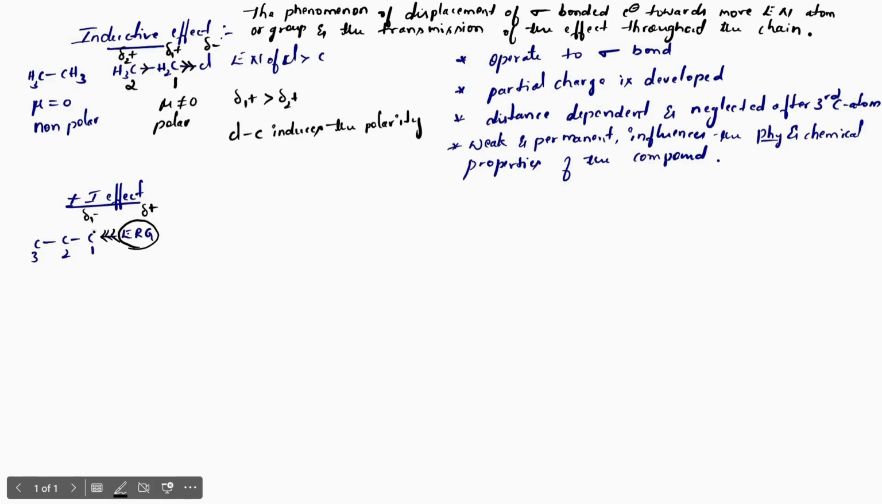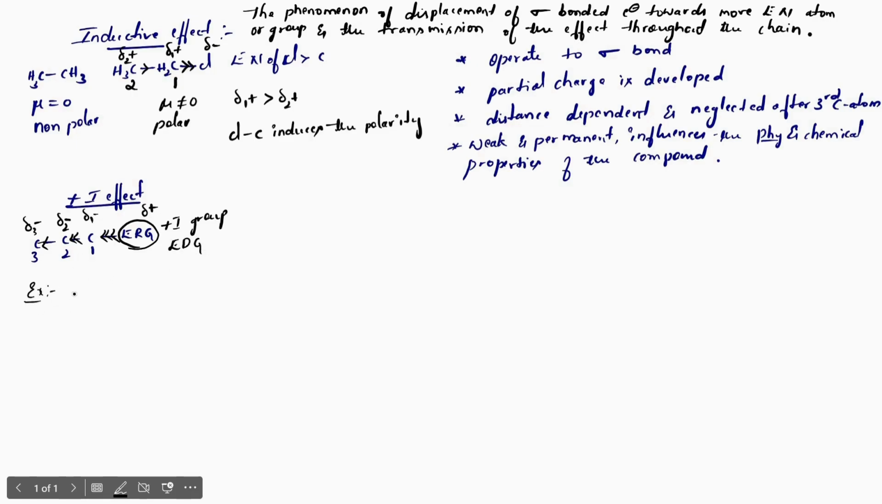When the electron density of the first carbon atom increases, it distributes the electron density towards the second carbon atom, so that the second carbon atom acquires a partial negative charge, delta 2 minus. When the electron density of the second carbon atom increases, it distributes the electron density towards the third carbon atom, so that the third carbon atom also acquires a partial negative charge, delta 3 minus. So here, this electron releasing group is also called a plus I group, or electron donating group.